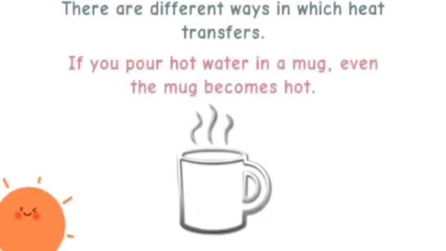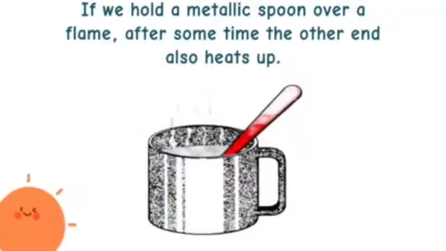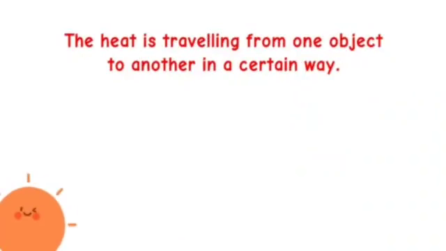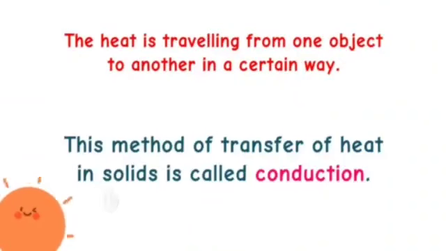There are different ways in which heat transfers. If you pour hot water in a mug, even the mug becomes hot. If we hold a metallic spoon over a flame, after some time the other end also heats up. The heat is traveling from one object to another in a certain way. This method of transfer of heat in solids is called conduction.